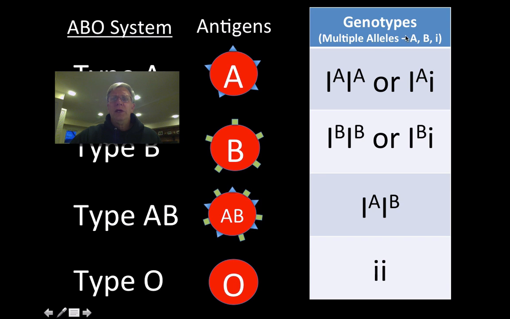This is also an example of multiple alleles. As you can see, there are three different alleles in the human ABO blood typing system: an allele for a dominant A, a dominant B, and a recessive allele that codes for no antigen at all.